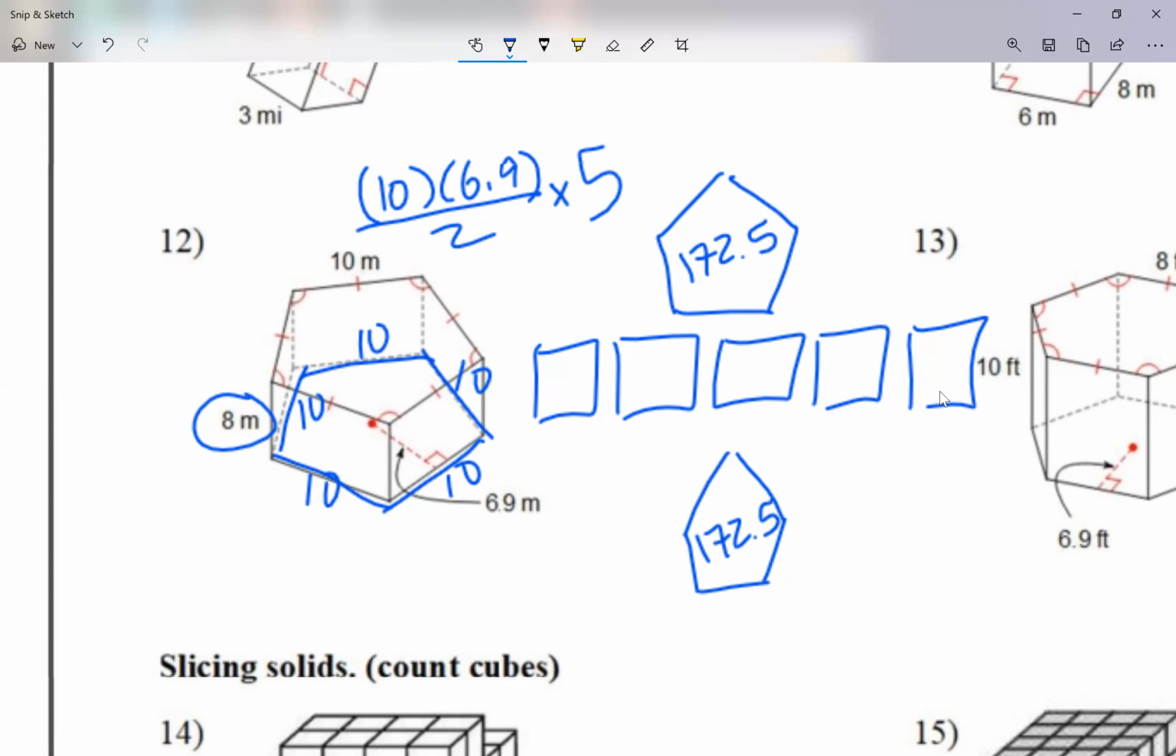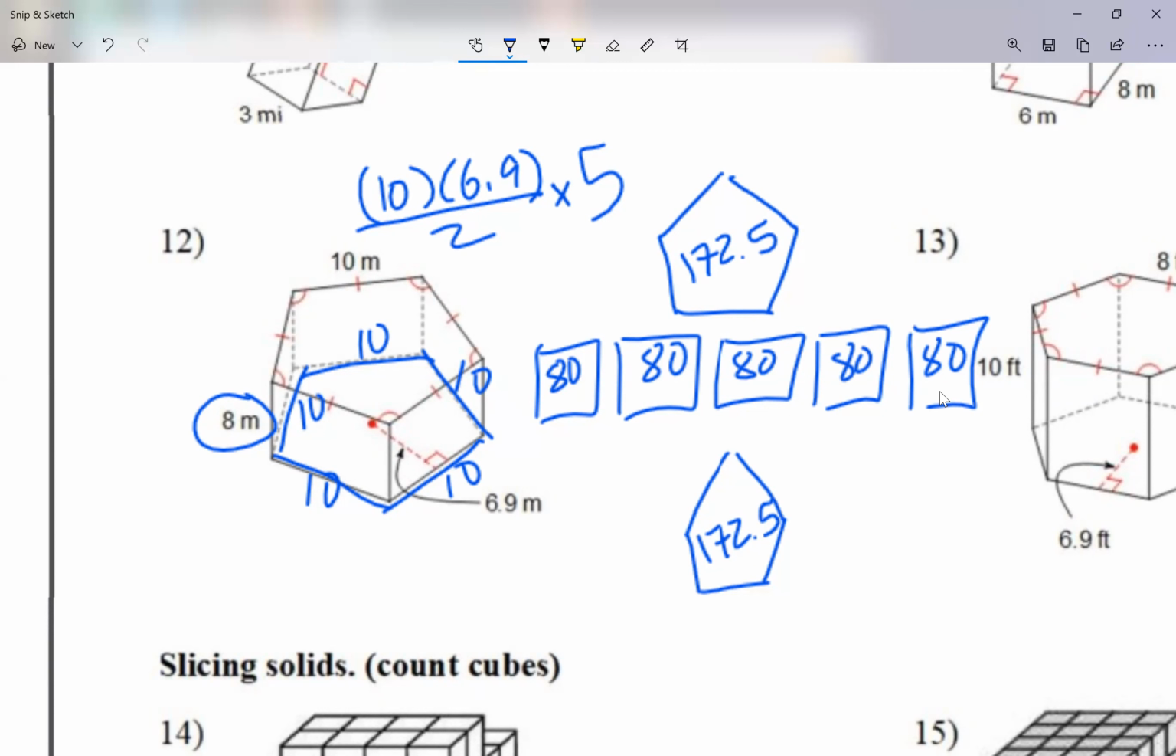The height of the prism is 8. So I'm going to go 8 times each of the sides. It happens to be 8 times 10. And again, and again. Right? Each of my walls happens to be 80. So then let me add everything up.